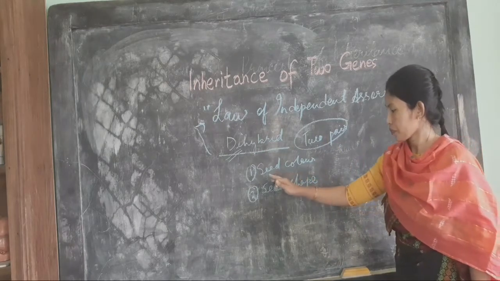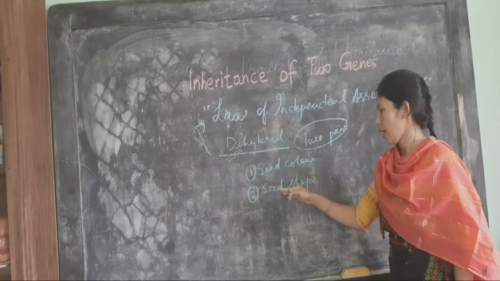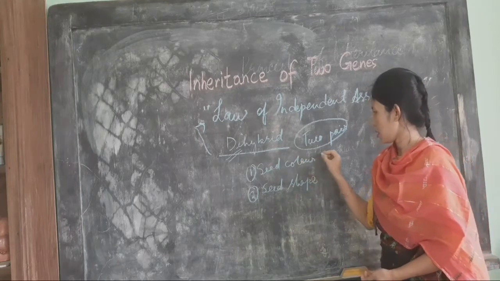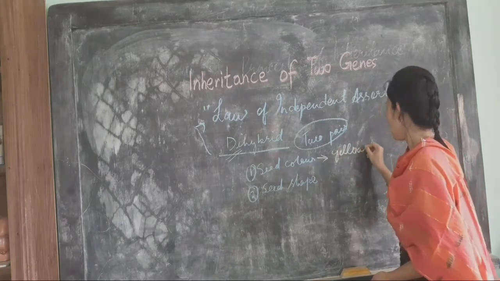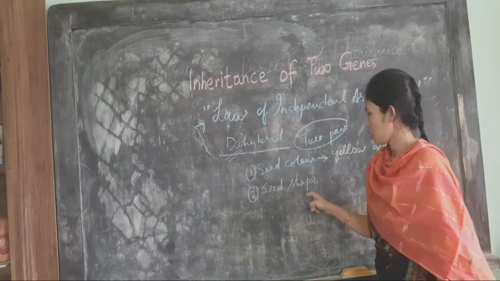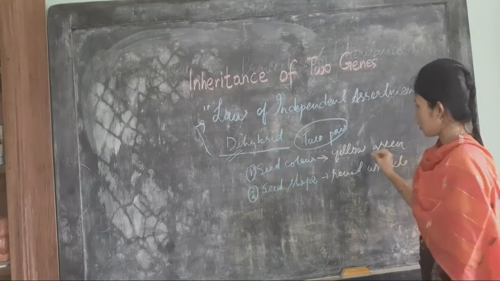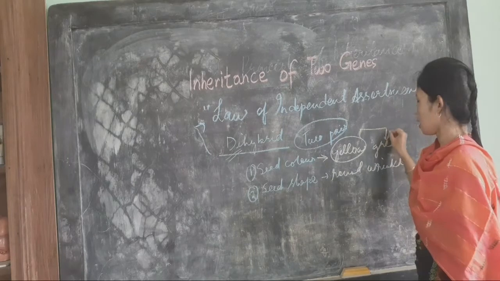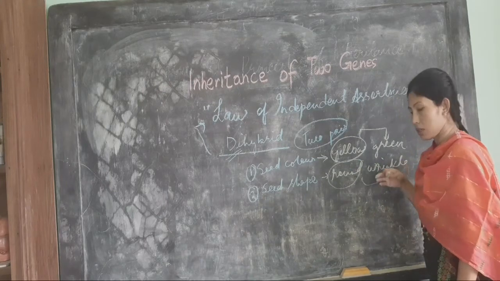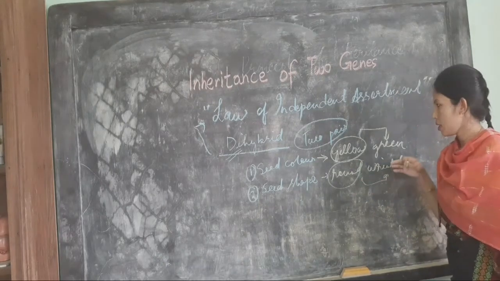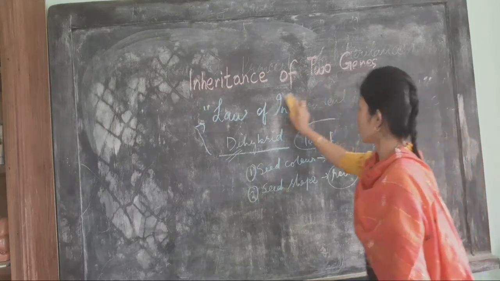For this cross, Mendel has taken two distinct characters: the seed color and the seed shape. For seed color, the pair of contrasting characters is yellow and green, and for seed shape, round and wrinkled. Here the color yellow is dominant over green, and the round shape is dominant over the wrinkled shape. Now let us try to do the cross and see what possible results we get.